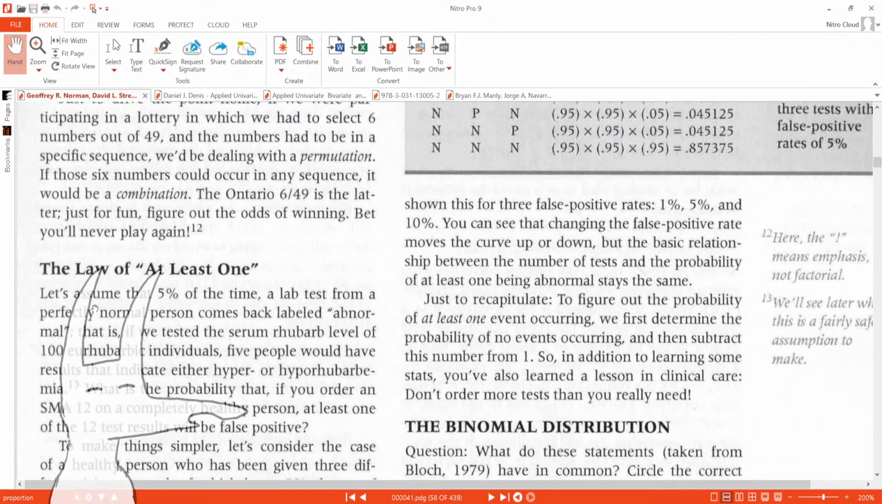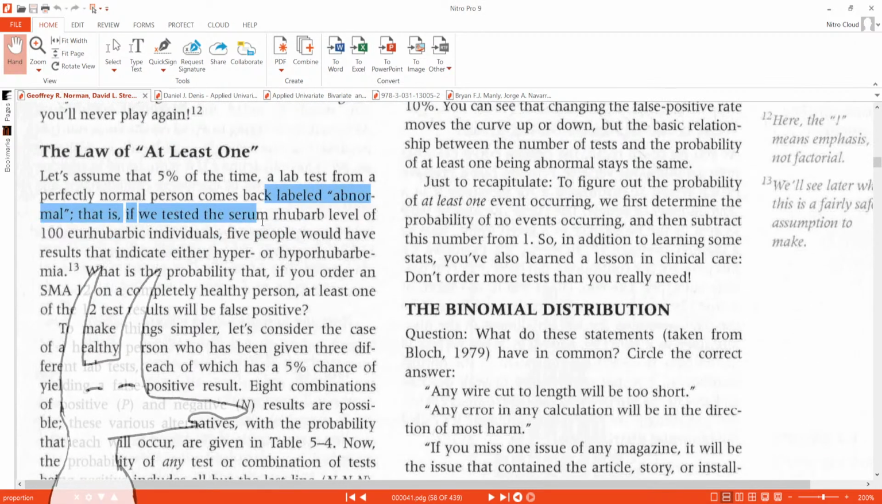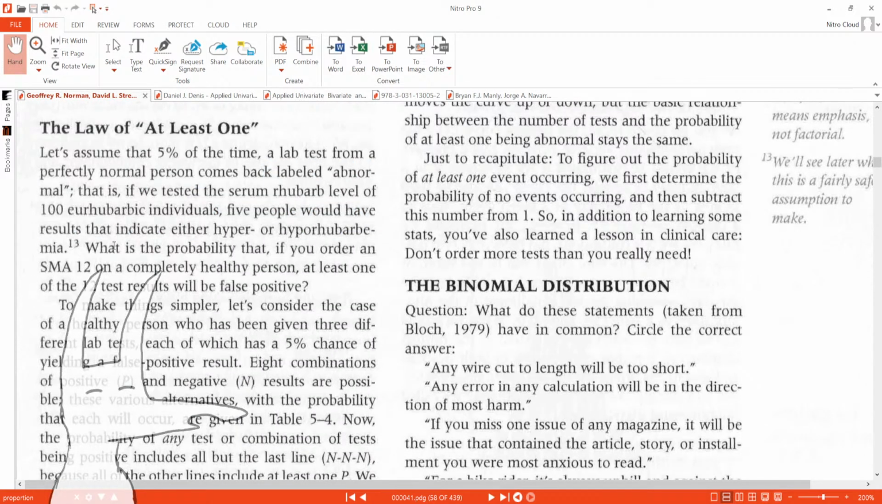The law of at least one. Let's assume that 5% of the time a lab test from a perfectly normal person comes back labeled abnormal. That is, if we tested the serum rhubarb level of 100 individuals, 5 could have results that indicate either hyper or hypo rhubarbulemia. What is the probability that if you order an SMA-12 on a completely healthy person, at least one of the 12 results will be a false positive?